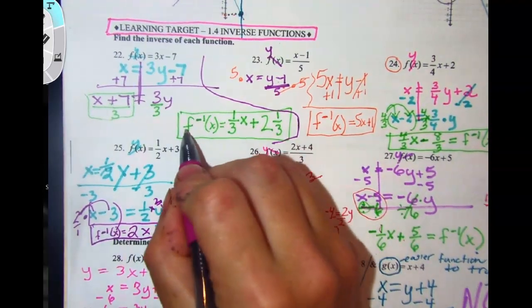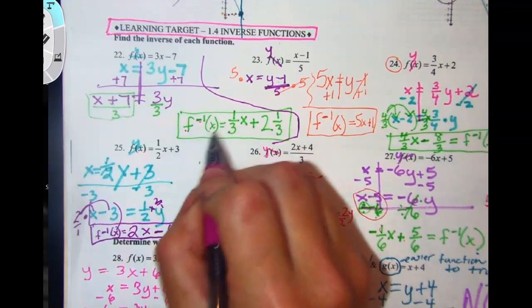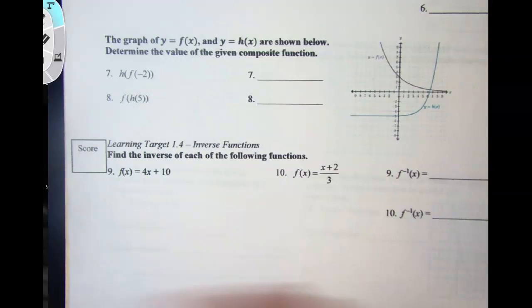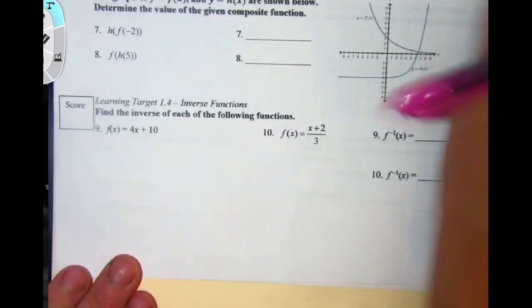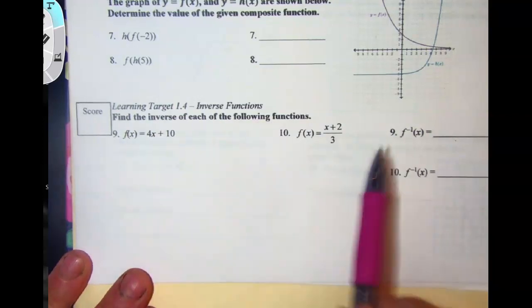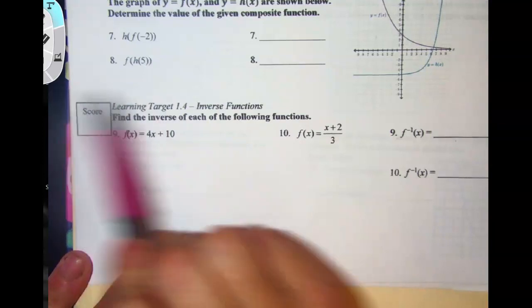and how we write it is f to the negative first of x, and then you write your new function. Okay, so that's the first two of these. So you have to follow those rules. So I want you to go ahead and do that. The answer actually shows you how to write it out. So you're just going to follow those rules.